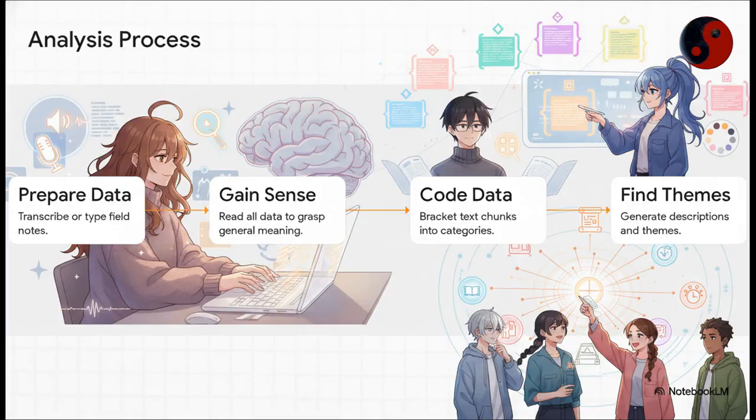Qualitative data is wildly dense, so you have to winnow it down. You organize it, transcribe it, read everything to get a general sense, and then the real work begins. Coding. You bracket chunks of text and assign representative category words. From there, you build up descriptions and themes to craft a compelling chronological storyline.